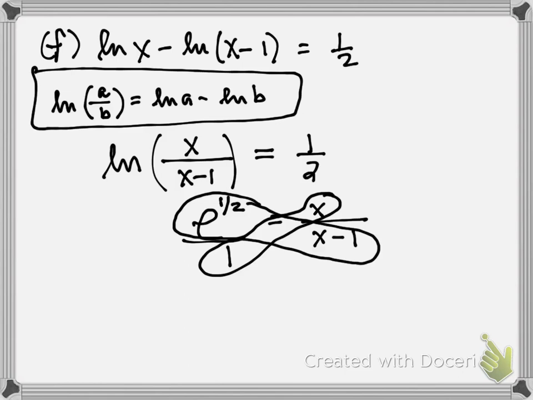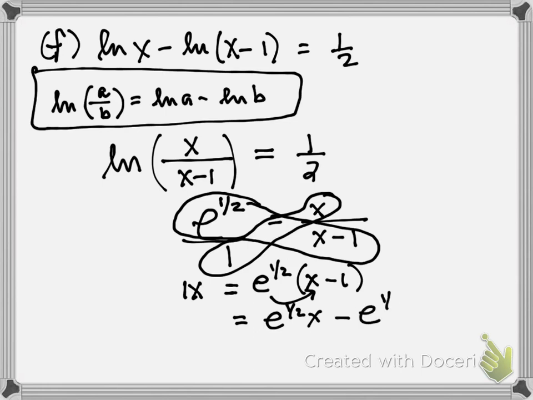I always cross multiply, whenever I see a fraction on the left equals a fraction on the right. So what we have is 1 times x, which is 1x, equal to e to the 1/2 times x minus 1. Then I distribute. This becomes e to the 1/2 x minus e to the 1/2, because e to the 1/2 times negative 1 is negative e to the 1/2. On the other side I have 1x.